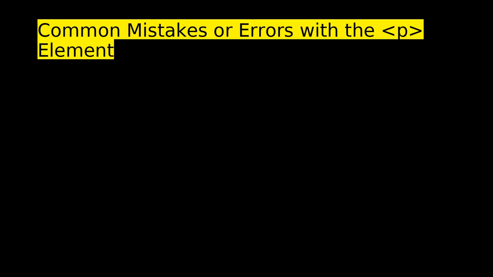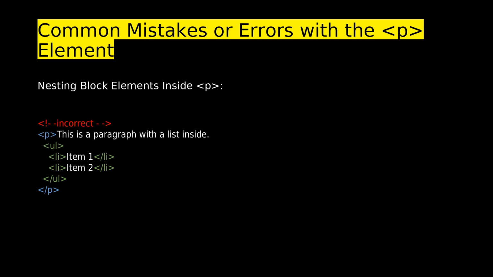Now here are common mistakes with the paragraph element. Nesting block elements inside the paragraph element. Block level elements like the div element, the H1 element, the unordered list element should not be placed inside a paragraph element. Only inline elements like the anchor element, the strong element, or the emphasis element, and so on can go inside paragraphs. In this example over here, there is a paragraph element that contains within it an unordered list. This approach is obviously incorrect.